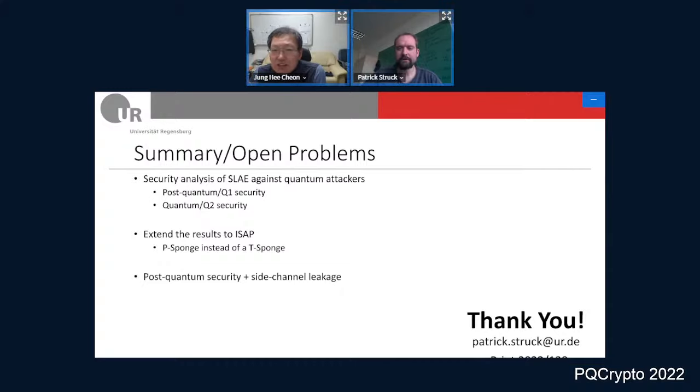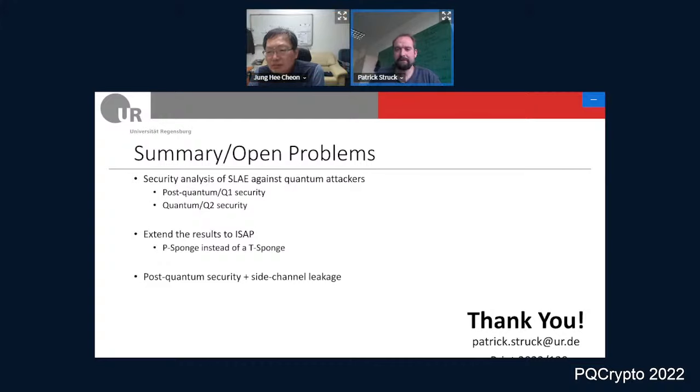Well, that's not really what we were doing. So, this is the thing. There was the work by Czajkowski et al. from PQCrypto 18, I think, and they looked into the post-quantum security of sponge-based hash functions. And I think the crucial part there, and that's the nice thing that we could use, they also looked into the T sponges. So this was a crucial part here.